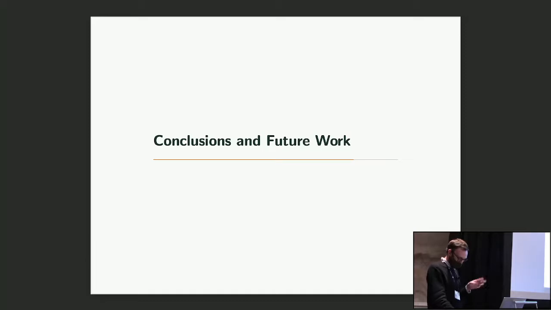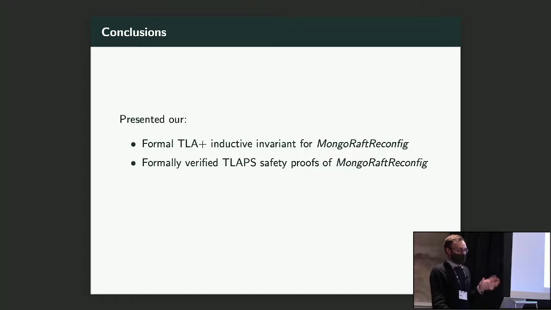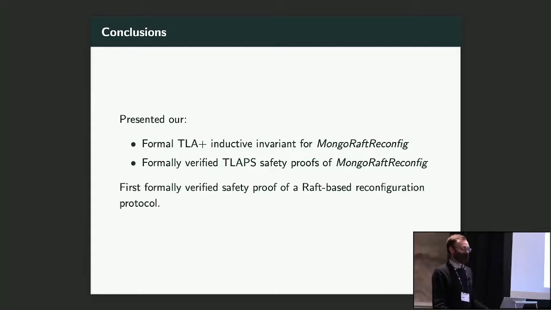So with that, I'll just wrap up with some conclusions and then some possible future work and takeaways I'll mention. So in summary, in this work we present our formally stated TLA+ inductive invariant for the MongoRaftReconfig protocol, and also the formally verified safety proofs in TLAPS of MongoRaftReconfig, which consist of a proof for our inductive invariant and the high-level safety properties. And as I mentioned, to our knowledge, this constitutes the first formally verified safety proof for a Raft-based reconfiguration protocol.